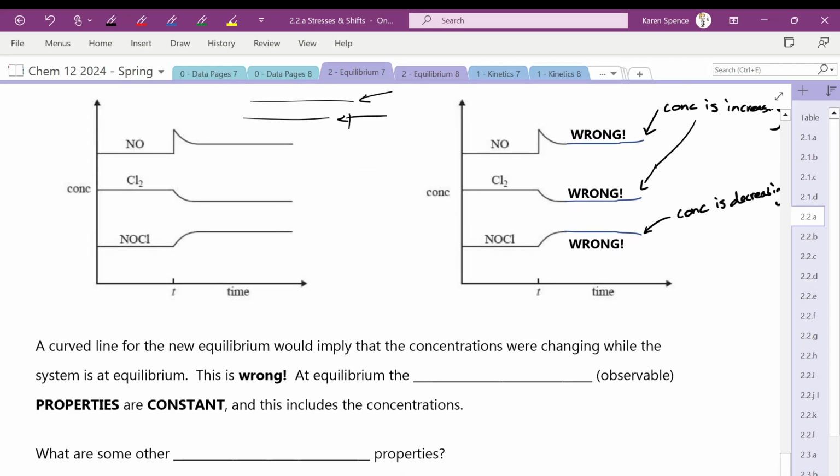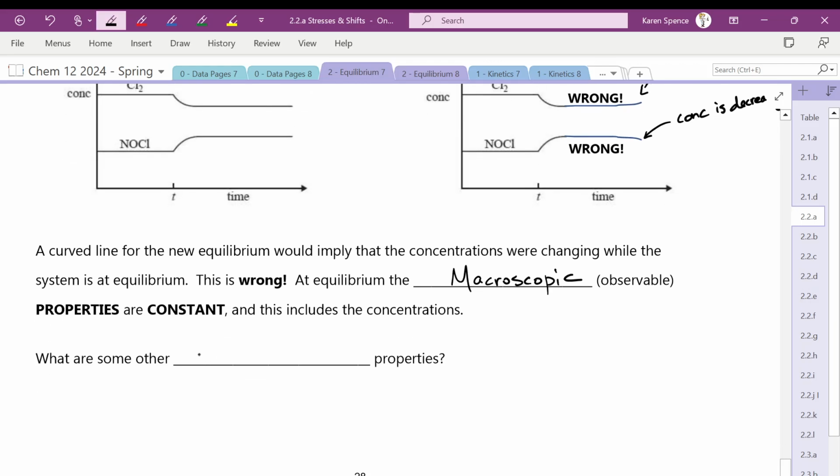At equilibrium, the macroscopic properties are constant, and therefore we won't want it to curve. What are some other macroscopic properties? I would like you to list them together with your partner or on your own, whichever you prefer. See if you can list some other macroscopic properties.